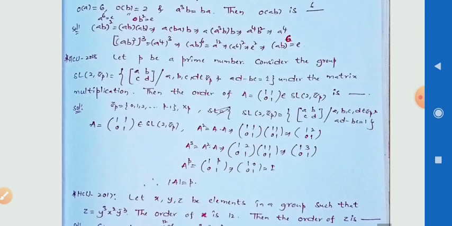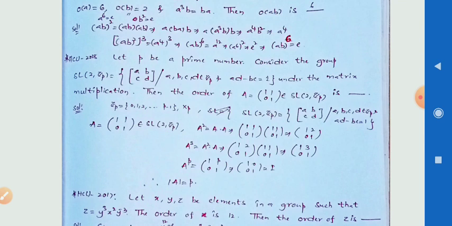For this I am taking A square, that means A into A. Multiplying the matrix A, 1 1 0 1, with 1 1 0 1, we get the value of A square as 1 2 0 1. And next I am taking A cube.